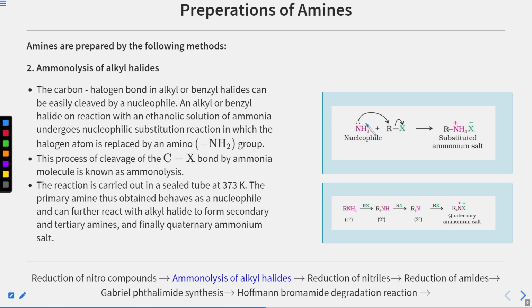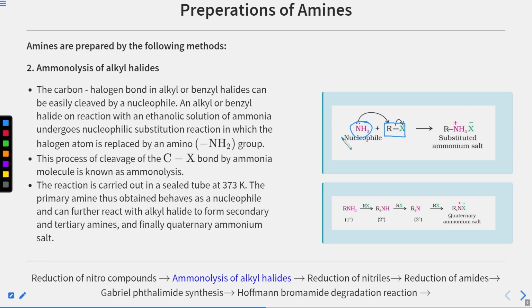First of all, we take ammonia and we treat it with an alkyl halide. Now you must have seen the structure. In the structure you have seen that ammonia or any other amine has a lone pair on it, because there are 5 electrons. 3 of them are involved in bonding with H, 2 are free electrons, or you can say lone pairs.